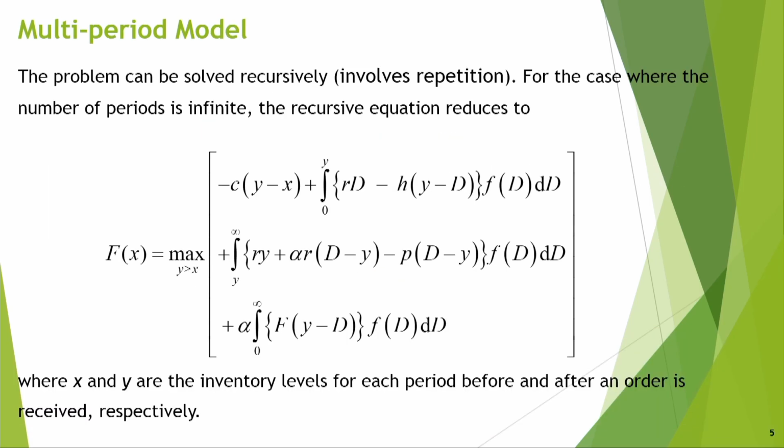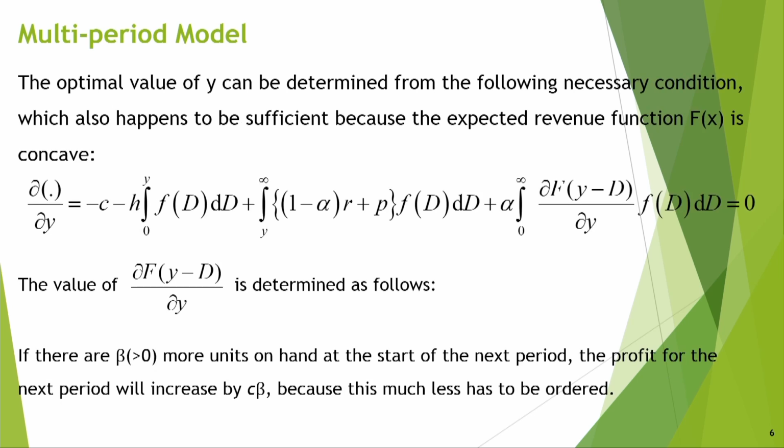The problem can be solved recursively. For the case where the number of periods is infinite, the recursive equation reduces to this, where x and y are the inventory levels for each period before and after an order is received respectively. So, the optimum value of y can be determined from the necessary condition, that is, you take the derivative with respect to y. Following Leibniz rule, we get this type of condition. The value of del f(y minus d) by del y is determined as follows.